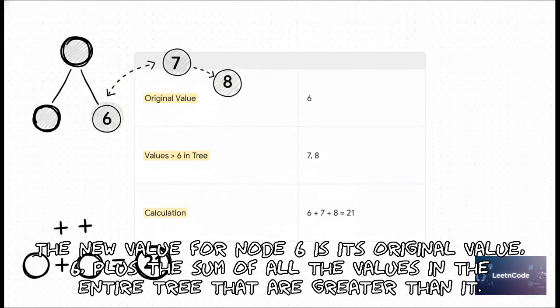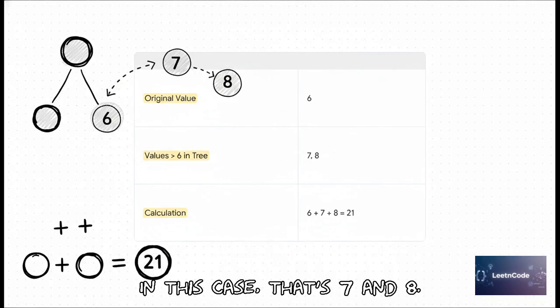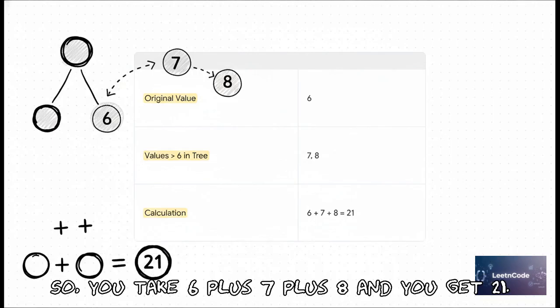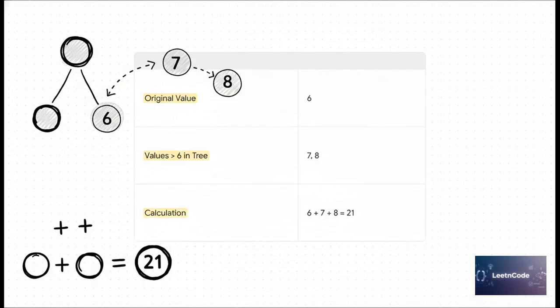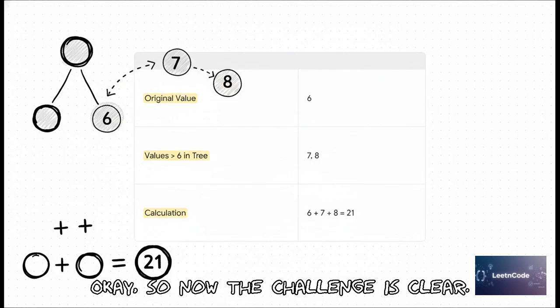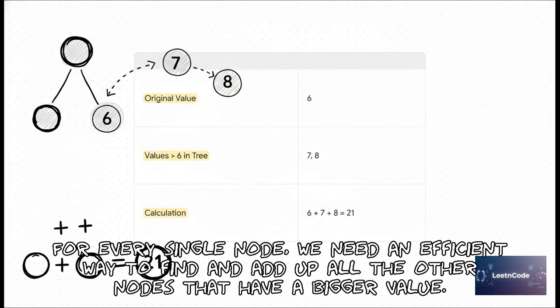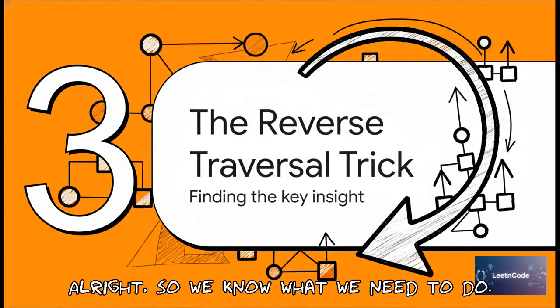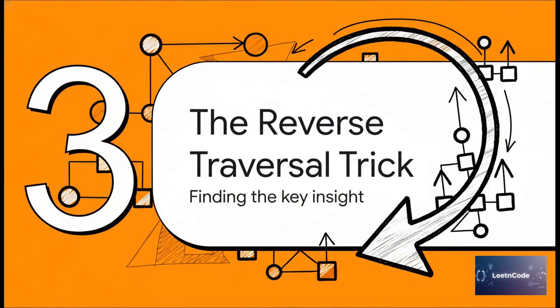There it is. The new value for node 6 is its original value, 6, plus the sum of all the values in the entire tree that are greater than it. In this case, that's 7 and 8. So you take 6 plus 7 plus 8, and you get 21. Simple as that. Okay, so now the challenge is clear. For every single node, we need an efficient way to find and add up all the other nodes that have a bigger value.